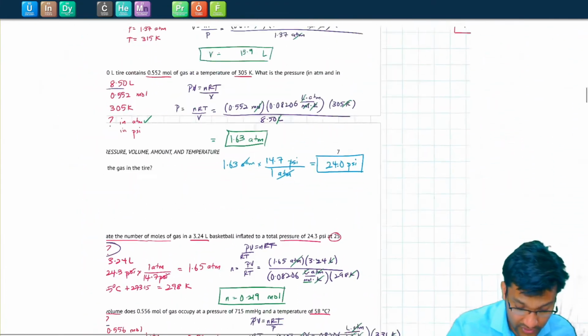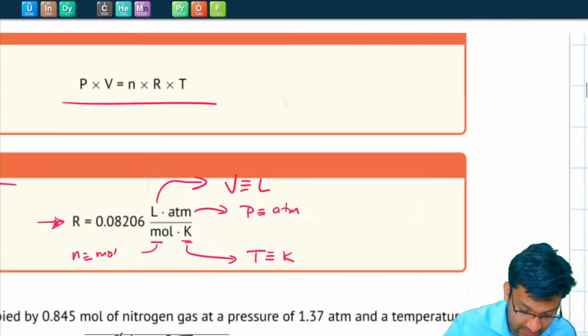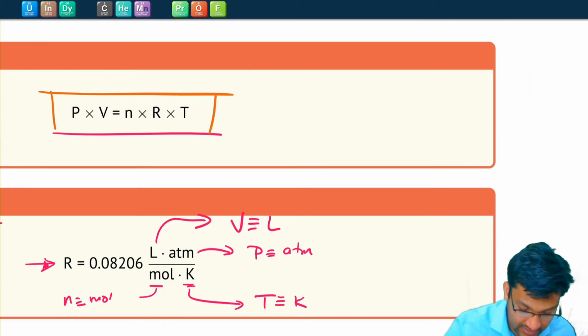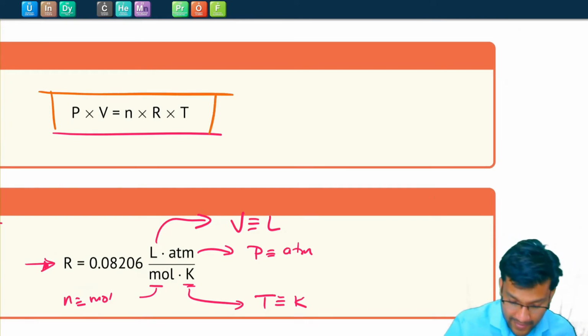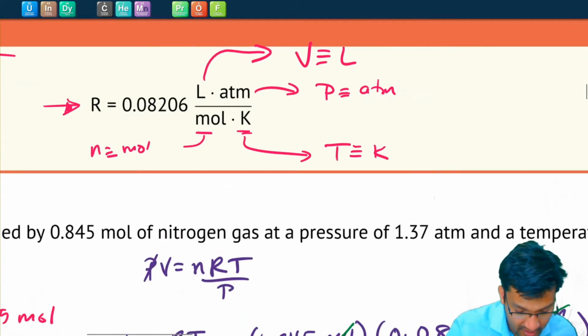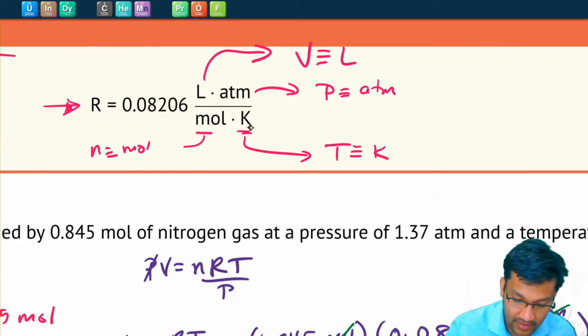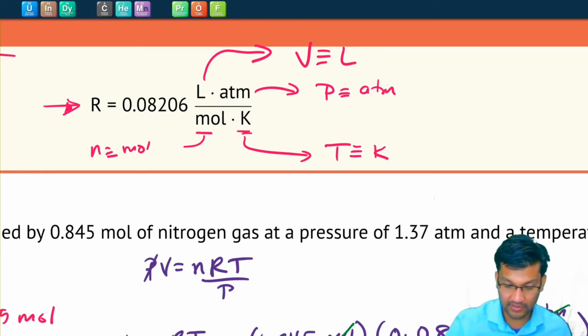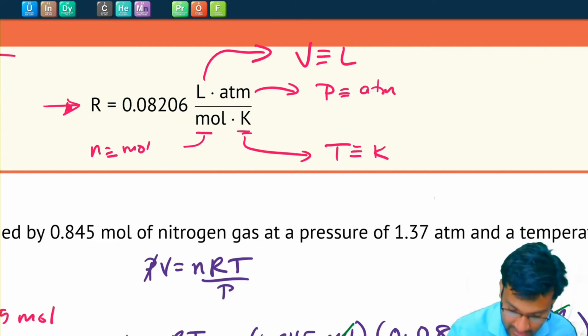All right, so we've done a lot of examples using the ideal gas law. By now, you should have memorized this equation. PV is equal to nRT. You've probably seen this equation before now. The gas constant R, which you don't need to memorize, is this. It's in liters, atmospheres, moles, and kelvins. So that means our volume in PV is equal to nRT must always be in liters. Our pressure must always be in atmospheres. Our temperature must always be in Kelvin.